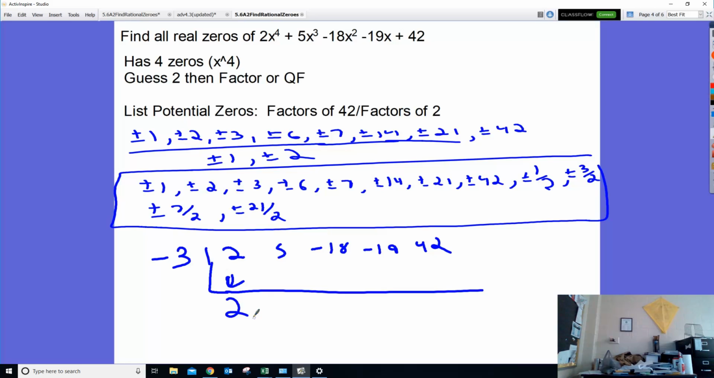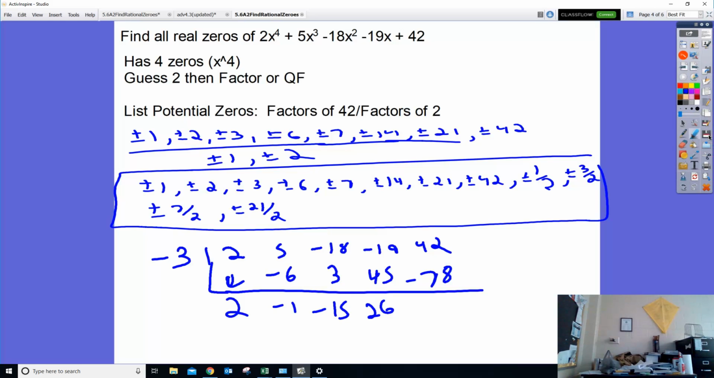Negative 3 times 2 is negative 6. 5 minus 6 is negative 1. Negative 3 times negative 1 is 3. Negative 18 plus 3 is negative 15. Negative 3 times negative 15 is 45. That's going to be 26. That's negative 78. Negative 3 doesn't work at all, does it?